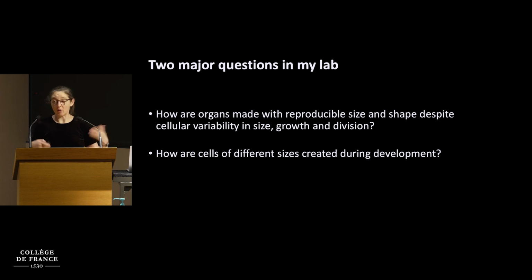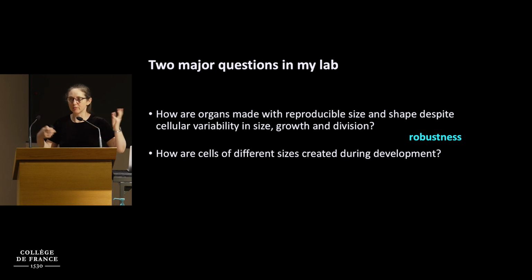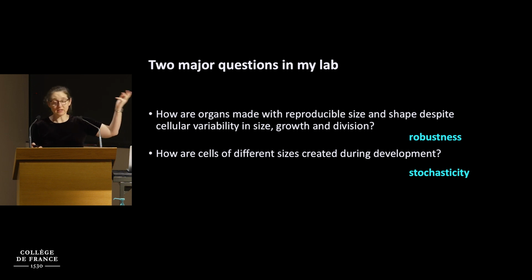And then the second is how are cells with different sizes. So like the two flip sides of the same coin: how do you get cell variability, and how do you get robustness at the organ scale? I'm thinking about reproducibility in terms of robustness. Reproducibility when you're dealing with differences at the cellular level or in the environment, and stochasticity, or randomness, coming in a lot at the cellular scale.